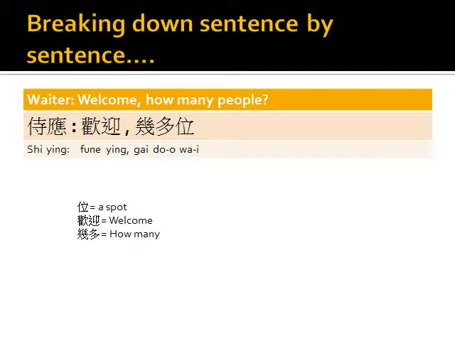Now, 歡迎 is a very common Chinese expression. What it means is welcome, and in Cantonese it's 歡迎. The next part, 幾多位? Now, 幾多 in Cantonese means how many, and 位 in Cantonese means a spot. So normally when you're asking for two people, you would actually be asking for two spots in Cantonese. So if you have two people, you say 兩位, right? Or if you have three people, it's 三位. So you won't say three people. Well, you could, but it's rather odd. So usually you would just say three spots or two spots in Cantonese.